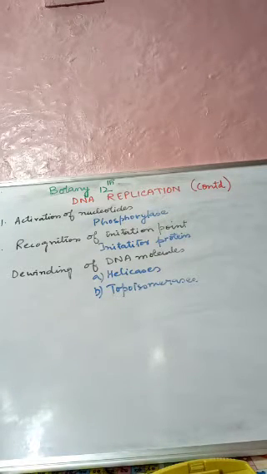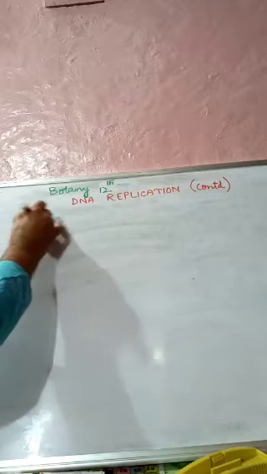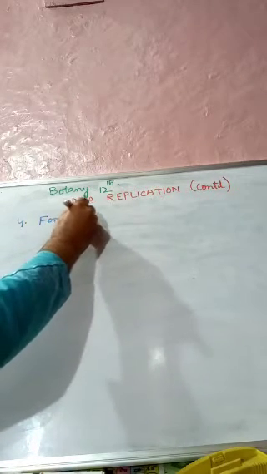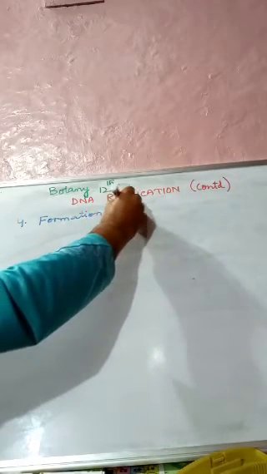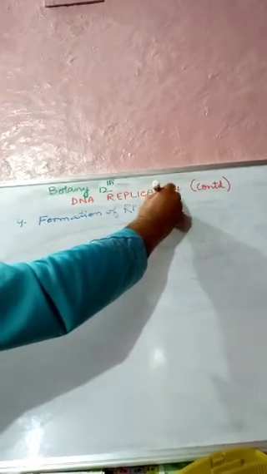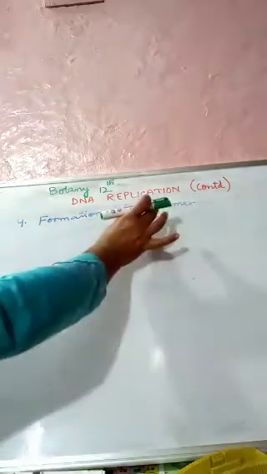Now, this we have already discussed. Now the fourth step that comes, what is that? We will try to discuss that. The fourth step we need is formation of RNA primer. Now, the initiation of DNA synthesis, the start of the DNA synthesis, requires this RNA primer.